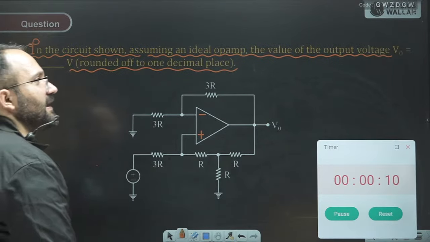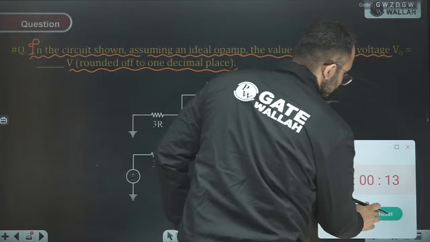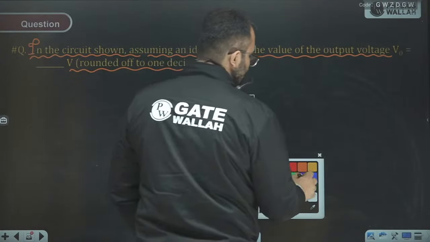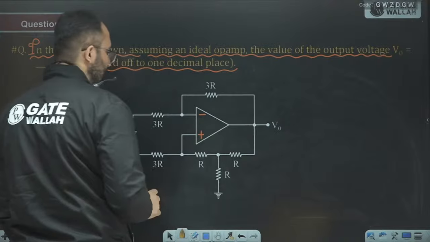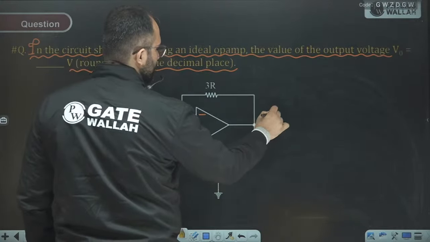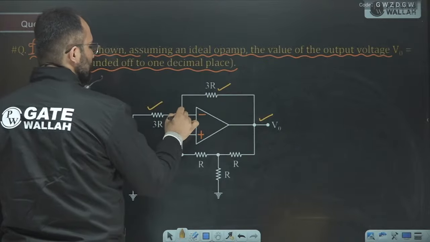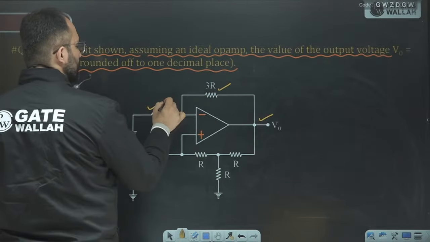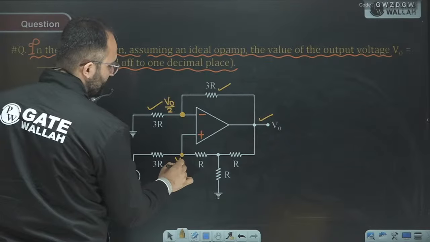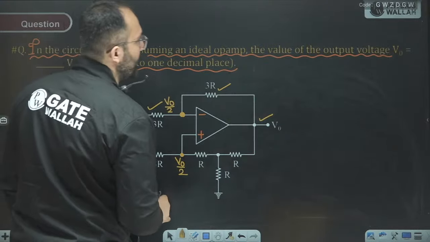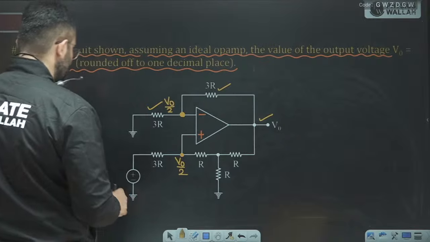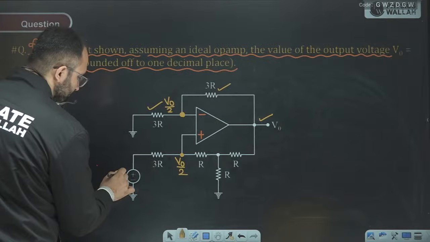Okay, so here we can see that we'll assume that the negative feedback is dominant. Here we can see that V output 3R. By simple voltage divider rule the voltage here will be VO by 2, and by negative feedback the voltage here will also be VO by 2. The input is not given. Let's say input is 3 volt.